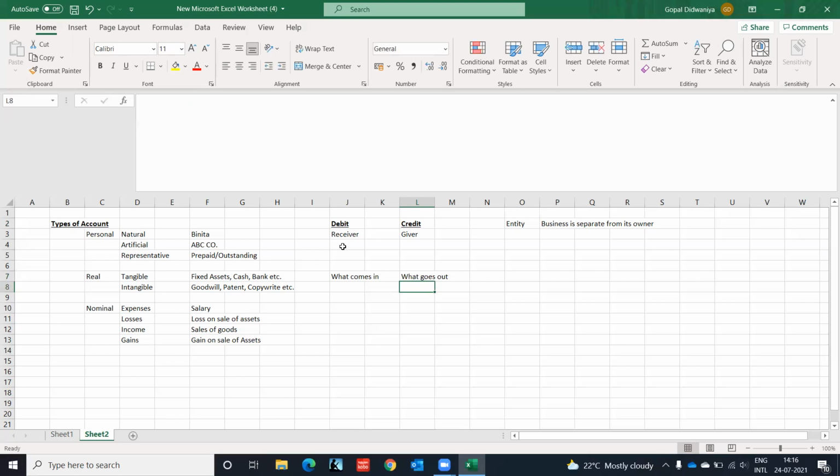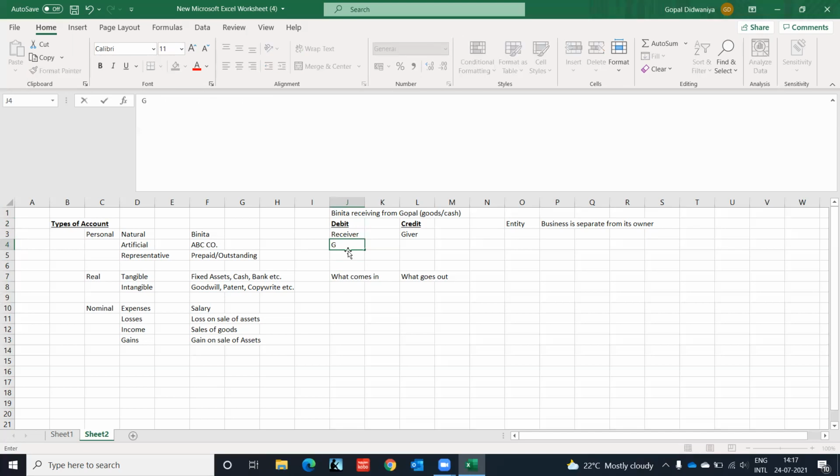In our previous example, Vinita is receiving from Gopal, let's say cash or goods or whatever it is. I am telling you in the same sentence, Vinita is receiving from Gopal. It can be goods or cash, just for a simple example. So in this sentence, what you understood is Vinita is receiving from Gopal.